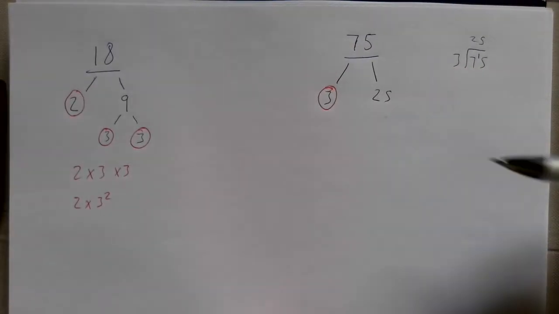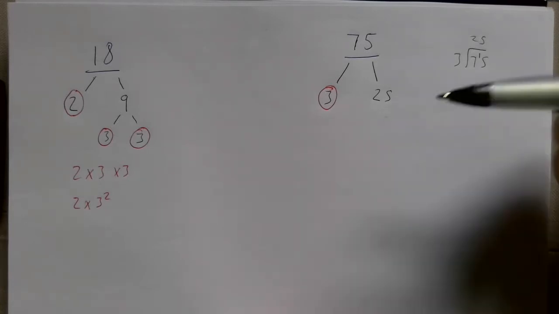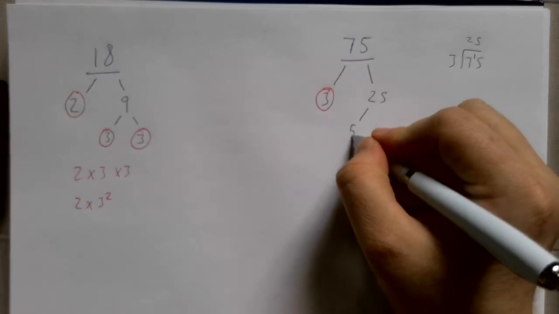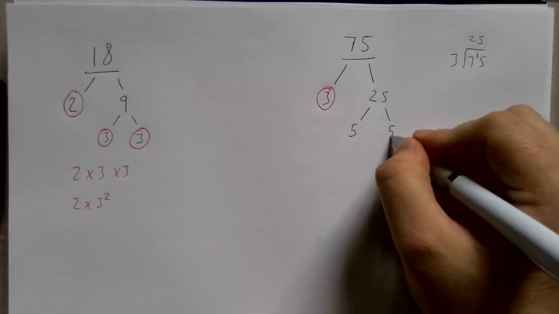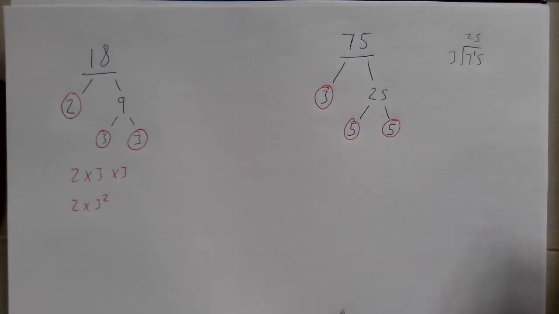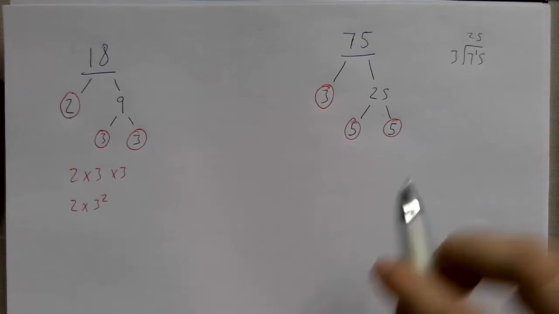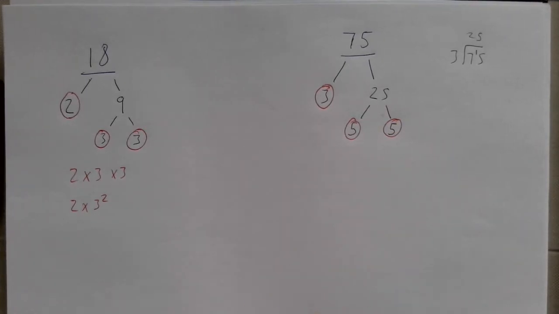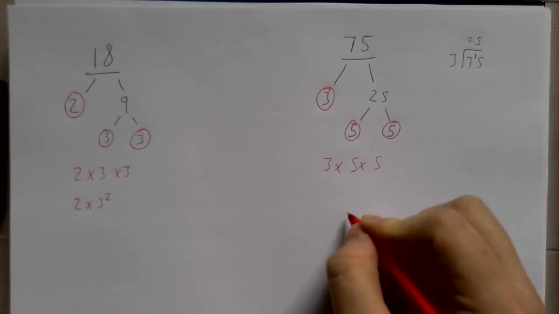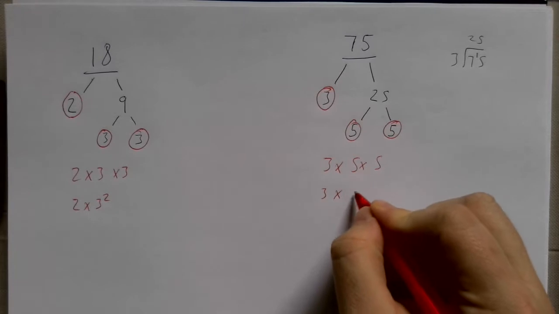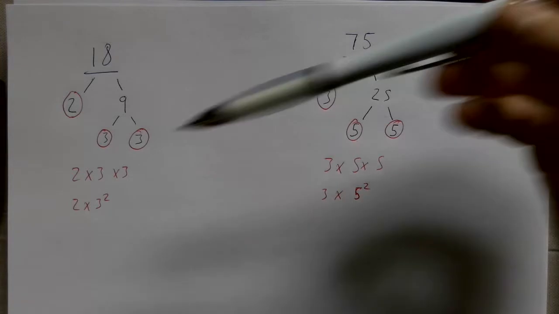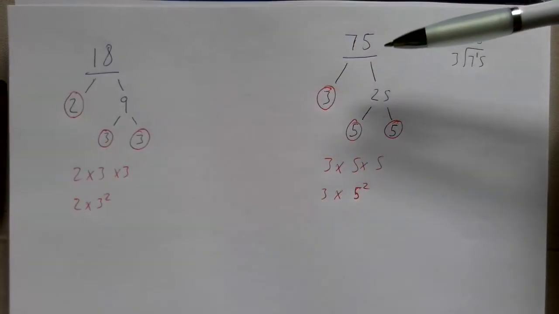Okay, 25, I know 2 doesn't go into it, and if I know my 3 times table, I know 3 doesn't go into it. So the next biggest prime number is 5. If I divide 25 by 5, I'm going to get 5 because it's a square number, okay? So close off my 5 branch, close off my 5 branch. I've got my 3 prime numbers, got no branches left open. So I'm going to write out my answer, 3 times 5 times 5. Okay, and then simplify it again, 3 times 5 squared. So those are my prime factor decompositions of 18 and 75.